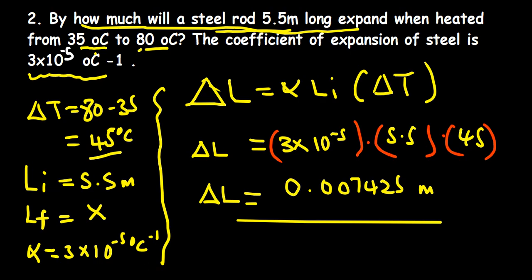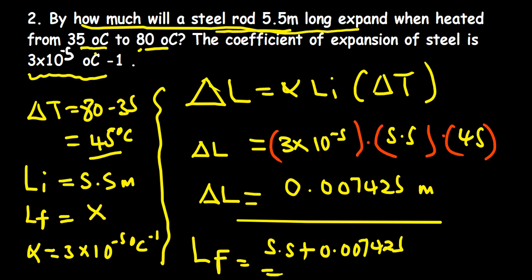The other question can be to find the final length. The final length is equal to the initial, which is 5.5, plus 0.007425. This will give us 5.507425 meters as our final length. So you can see that the calculations are not hard, as long as you understand the question and correctly apply this formula.